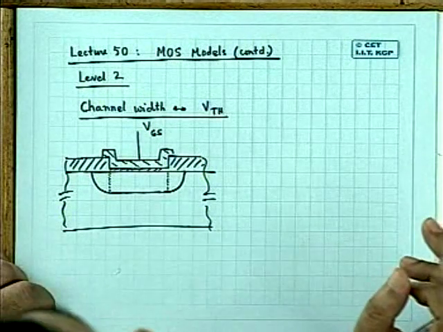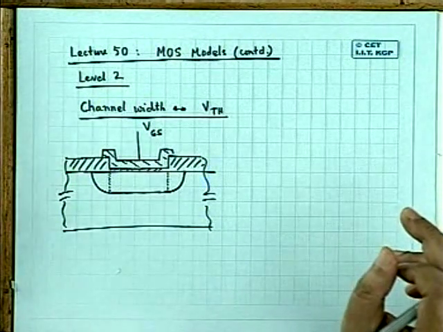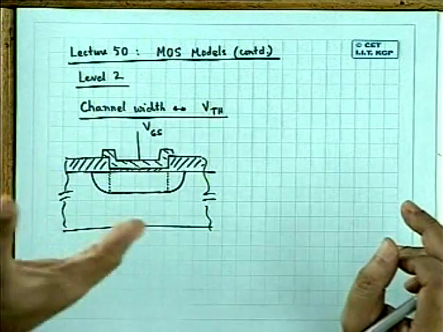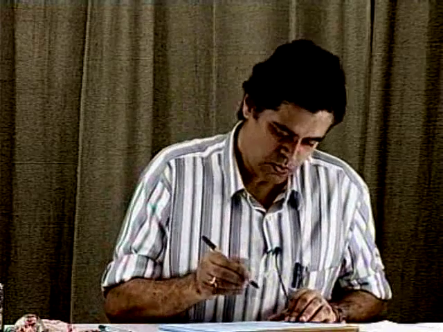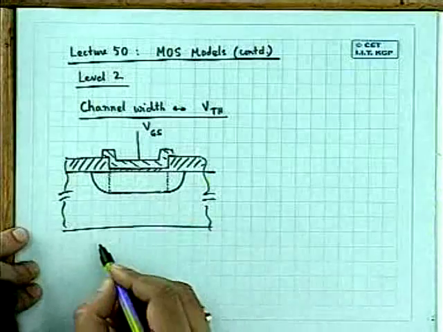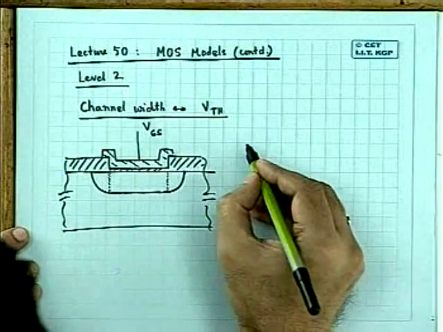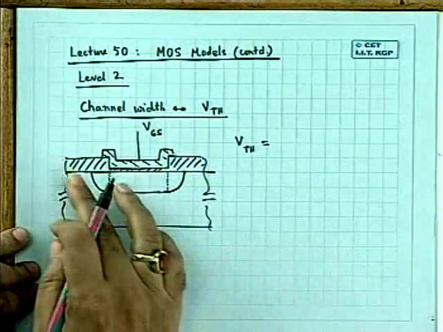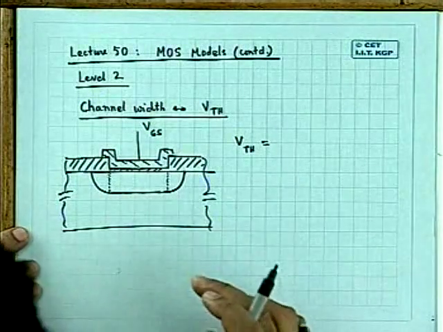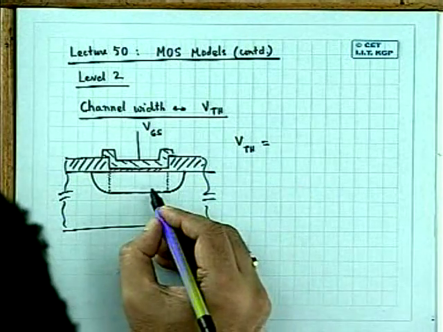This was discussed earlier, and I've spoken of the charge sharing factor etc. The physics which was discussed earlier, you will find is more used in level 3, but not in level 2. What they do is the same thing, but they write an equation for VTH on the basis of the charge sharing in this particular fashion as follows.